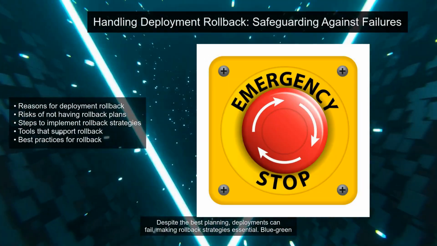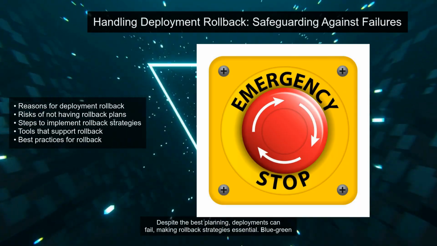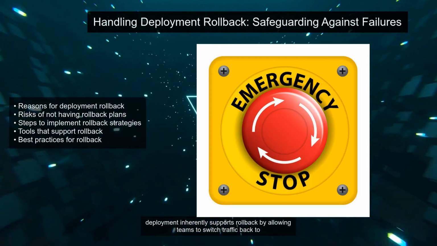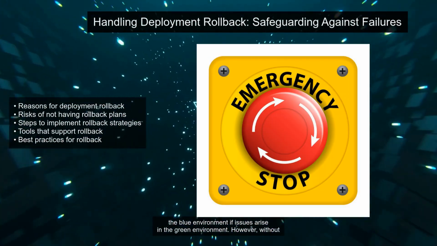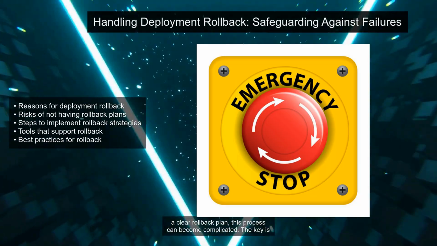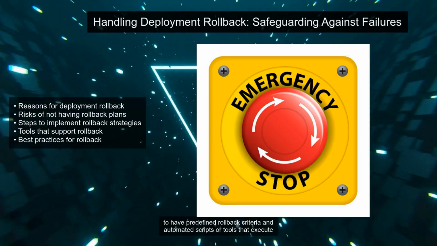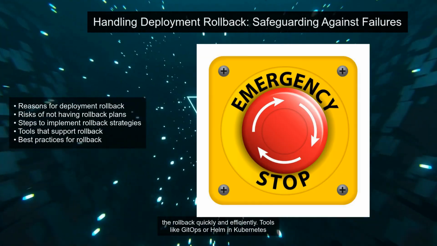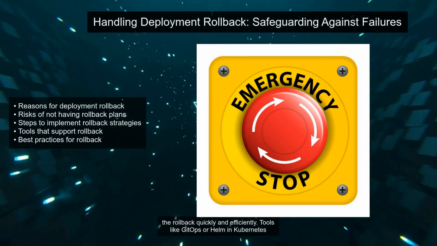Despite the best planning, deployments can fail, making rollback strategies essential. Blue-green deployment inherently supports rollback by allowing teams to switch traffic back to the blue environment if issues arise in the green environment. However, without a clear rollback plan, this process can become complicated. The key is to have predefined rollback criteria and automated scripts or tools that execute the rollback quickly and efficiently.